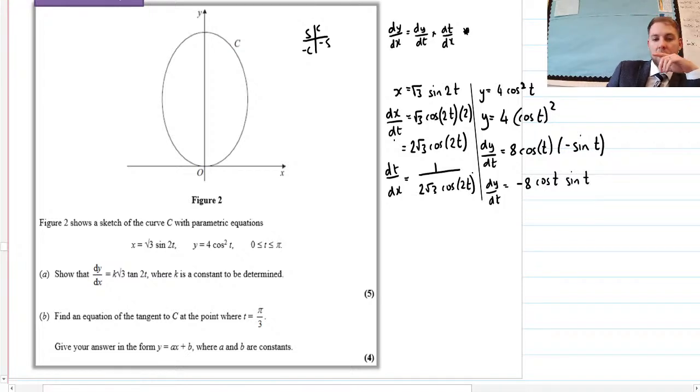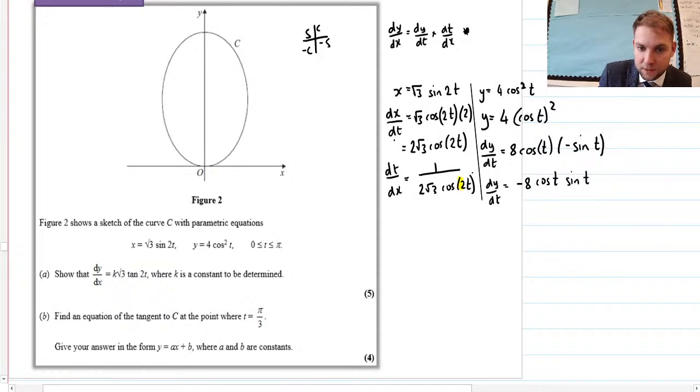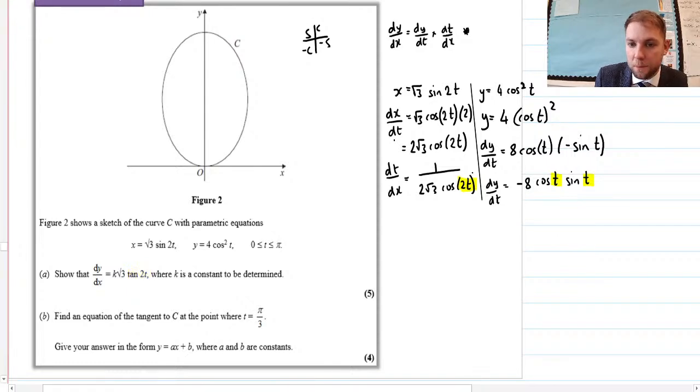Now, looking at this, the big issue that I've got is that this is in terms of 2t, this is just in terms of t, and actually I want this in terms of tan 2t. So the thing you've got to spot is that this one here on the right hand side, the one which is in terms of t, I can't use that one. I need to write this.